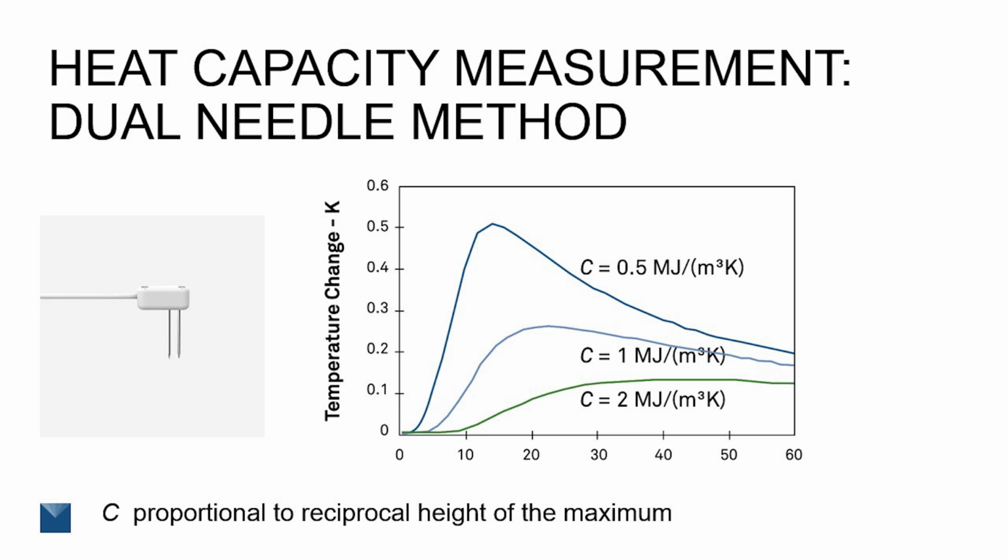Now, we could do the experiment differently, as shown here. We could have two needles. Each of these is 30 millimeters long and 1.3 millimeters in diameter. Heater is in one and a temperature sensor in the center of the other one. On the right, we plot the change in temperature due to heating as before, but here we use a linear time scale. Now the height of the peak is inversely proportional to the volumetric specific heat. You can see that for the three graphs here.